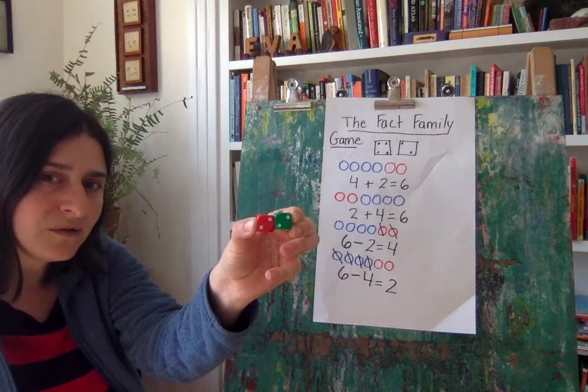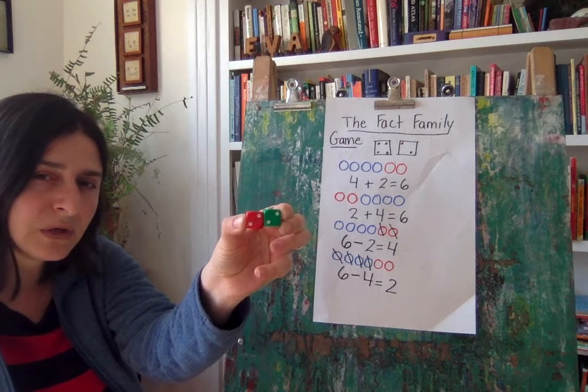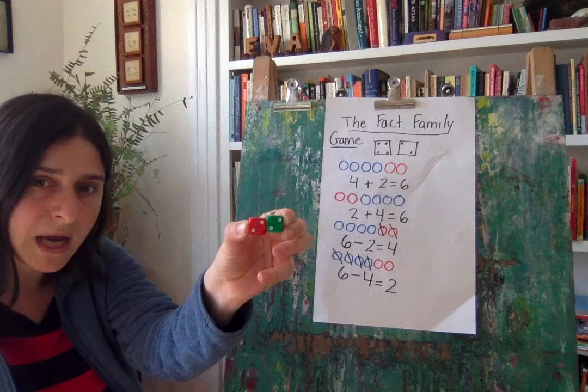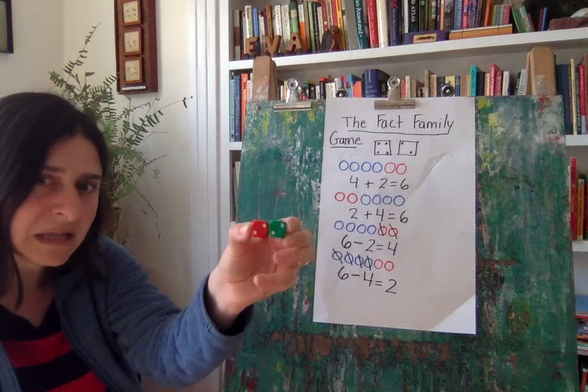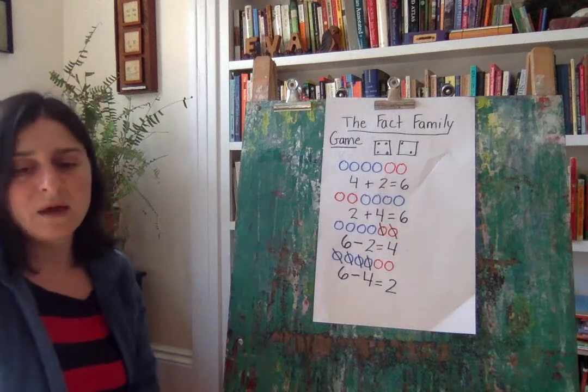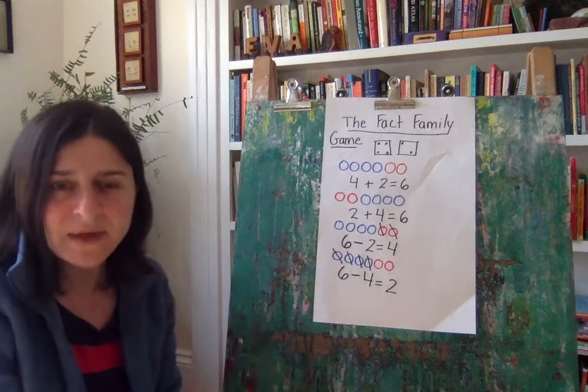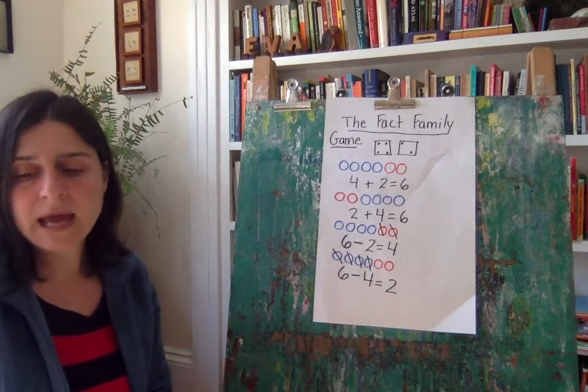You know what I'm going to do? I'm not going to tell you what happens when you get a double. I want you to give it a try and make as many equations as you can when you get a double, and you can let us know what you notice about it. Okay? So let's just pretend I did that round. I'm going to roll again.